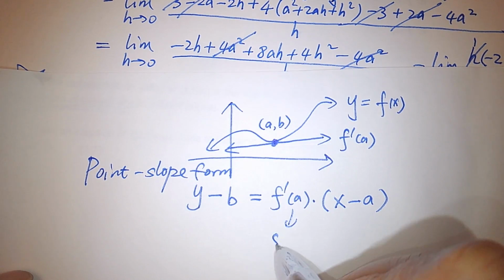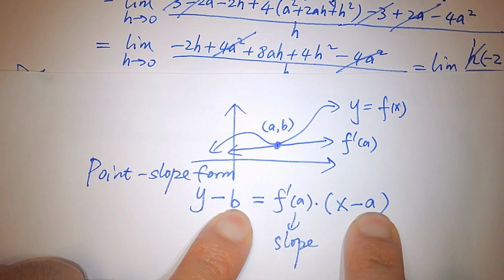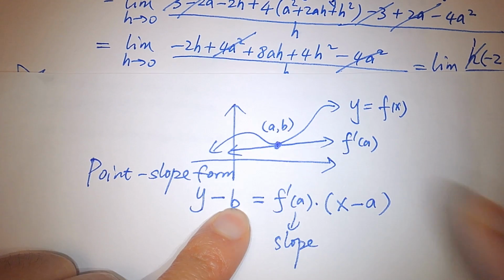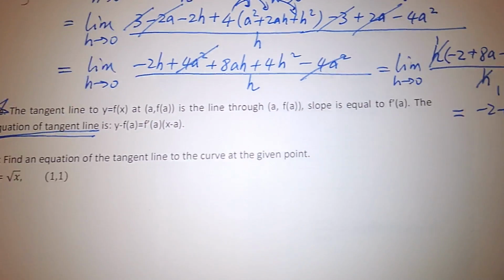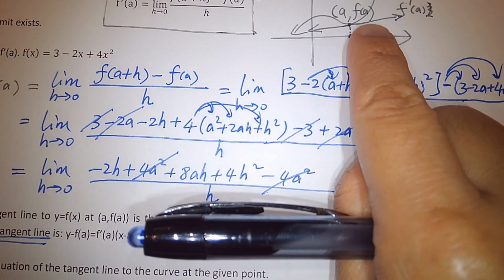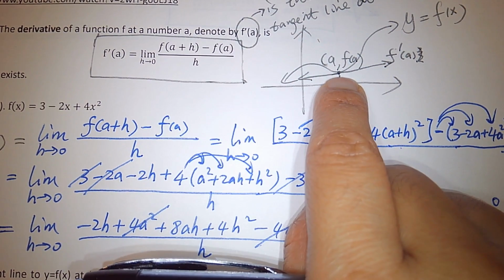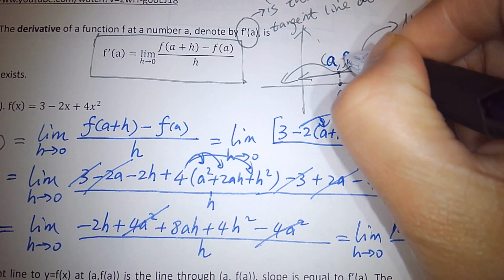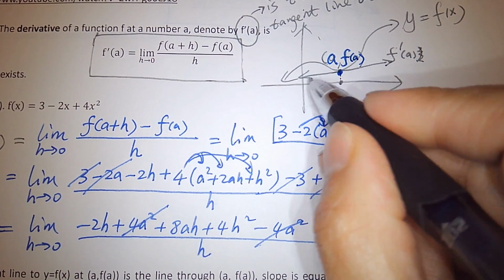This is the slope of the line, and this is a pair of coordinates for the given point on the line. So now let's come back to our formula. We have a curve y equals f of x. This given point has coordinates a, f of a, so the x coordinate is a and the y coordinate is f of a. This point is on the straight line, our tangent line.